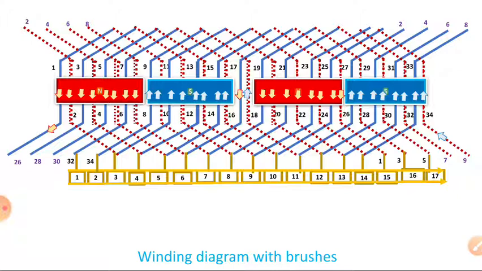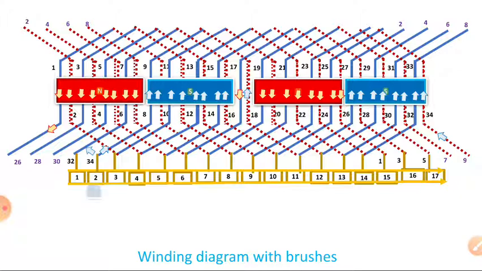Okay, now based on the current directions, I am going to decide where I have to place the brushes. As we know, in any commutator segment connected to the two ends of the coils, the current coming towards the commutator segment is represented as positive, and the coil in which the current is going away from the commutator segment is represented as negative, as usual. Okay, so let us see.